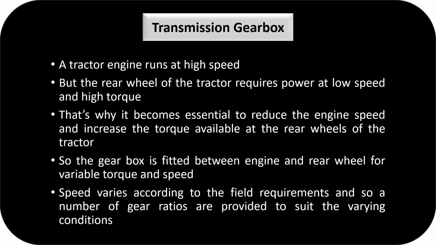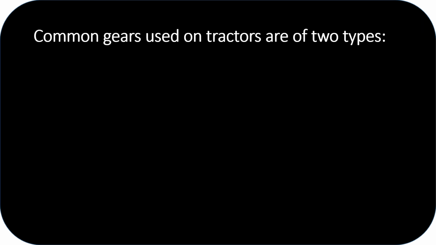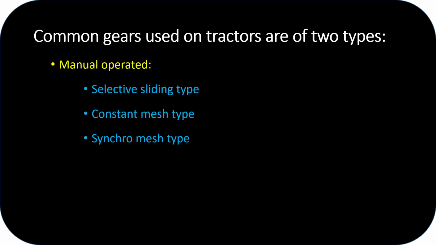Speed varies according to the field requirement, so a number of gear ratios are provided to suit the varying conditions. The common types of gearboxes used in tractors are the manual gear type and the planetary gear type. The manual gear type includes the selective sliding type, constant mesh type, and synchro mesh type, whereas the other is the planetary gear type.